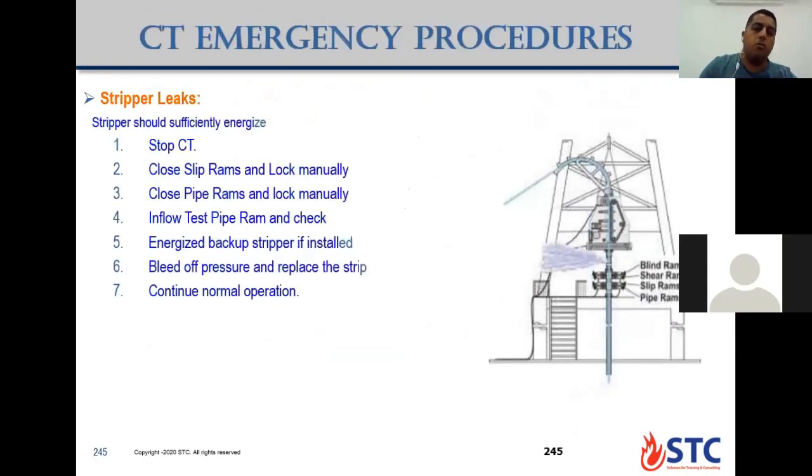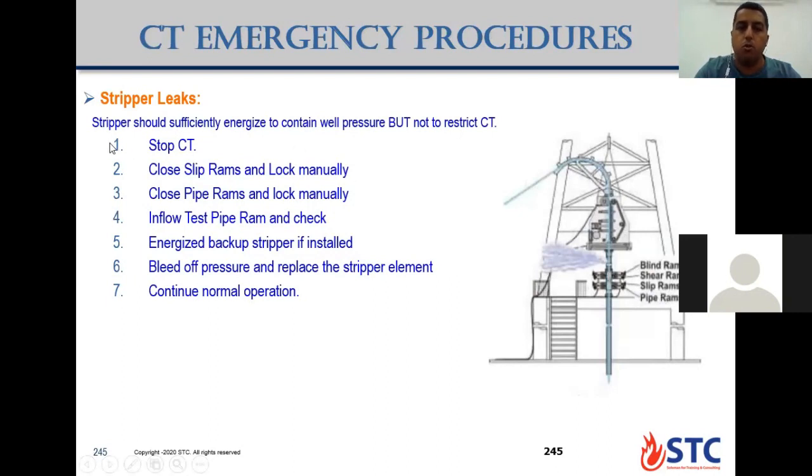Another situation which is common and can happen during the operation is a stripper leak during coil tubing running or pulling. The stripper should have hydraulic pressure to energize the packing element, just to stop the leak for the coil tubing without causing damage to the pipe. In this case, you will try to increase the hydraulic pressure on the stripper assembly just to stop the leak, not to continue the operation.